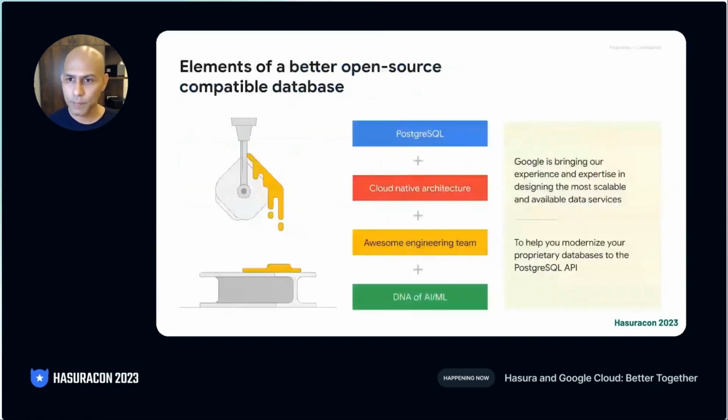So we started with Postgres as it's the world's most loved relational database. We took that as a starting point and added elements of what we know best. So we added a cloud native architecture that disaggregates compute and storage to achieve higher scale, performance, and availability. We also used an awesome engineering team, assembling database experts across the industry to learn what's the best way to build this, and our DNA of AI/ML to make everything about running the database much easier.